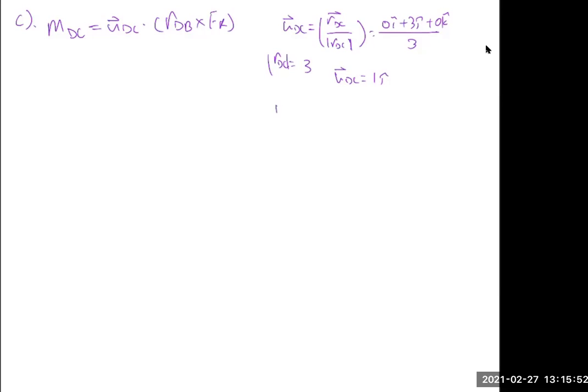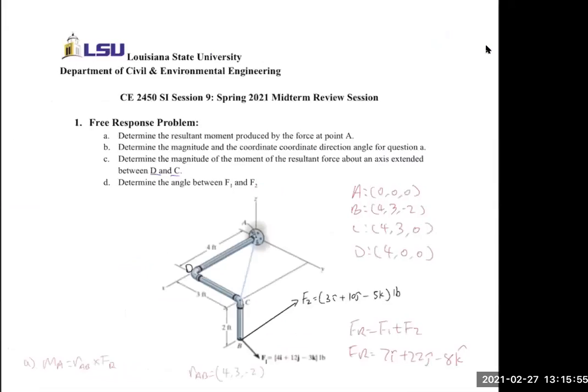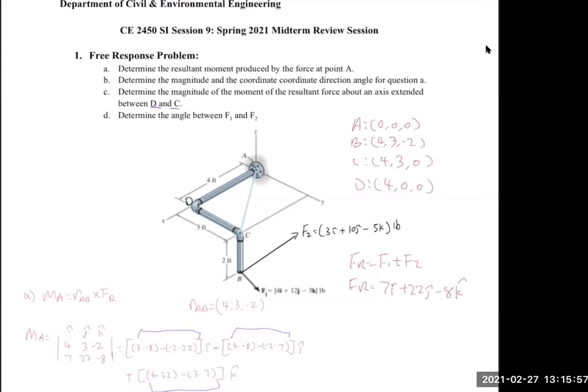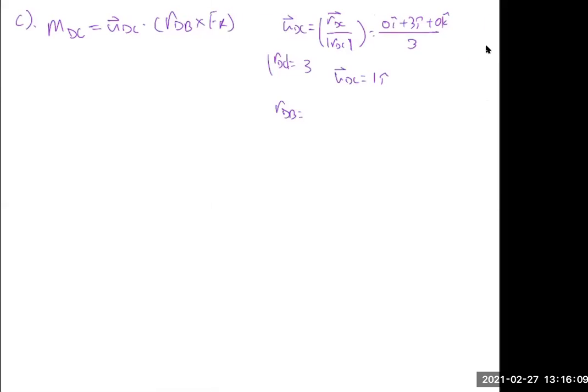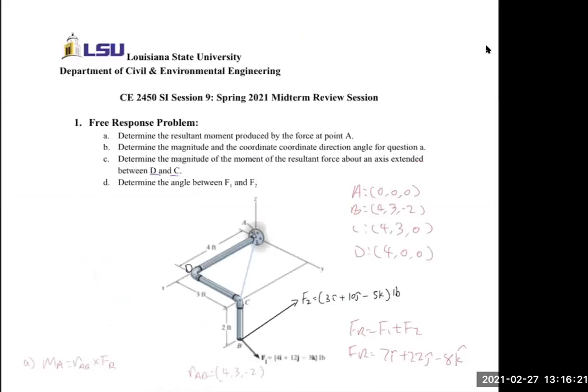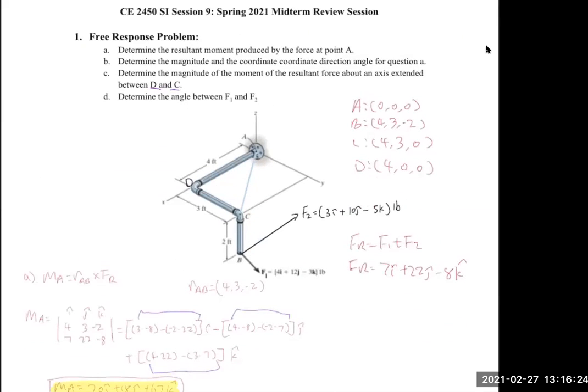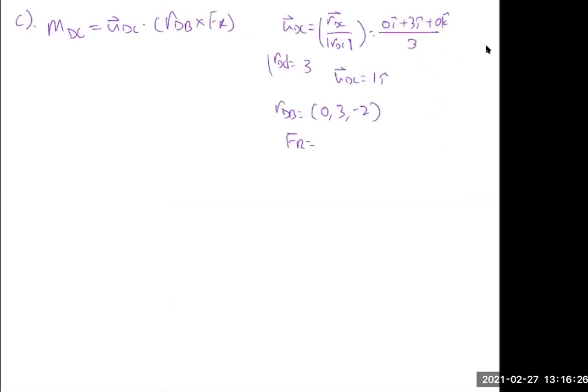And then find my RDB, so B minus D. 4 minus 4, 0, 3 minus 0, 3, negative 2 minus 0, negative 2. It's going to be 0, 3, negative 2. Okay? And I have all the information I needed and my FR from the previous one. Let me see what my FR is. 7i, 22j, negative 8k.